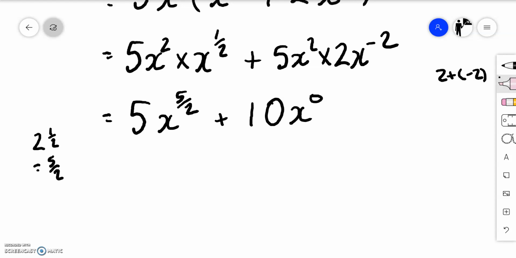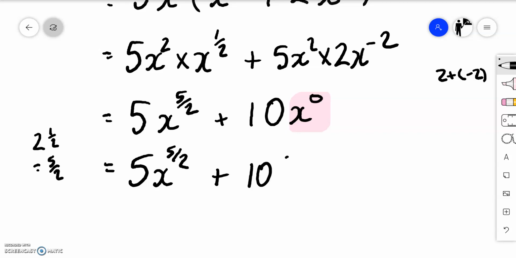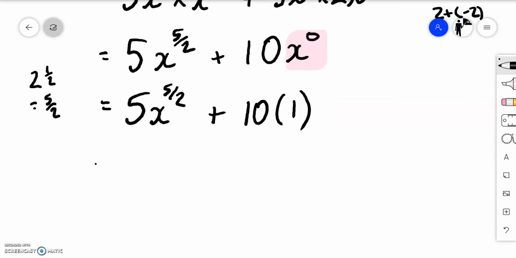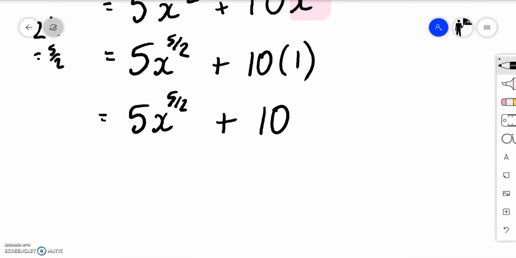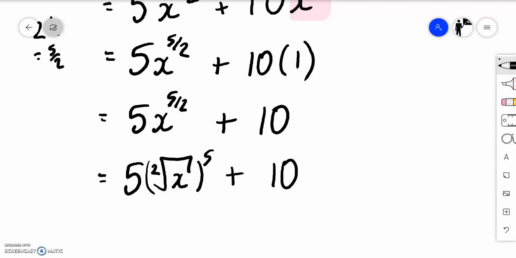Okay, so then this is now a wee fact that you should be able to recall. Anything to the power 0 is 1. So hopefully you can see that x is being raised to that power 0 there. So I can rewrite this as 5x to the power 5 over 2 plus 10 lots of 1. And that's going to be 5x to the 5 over 2 plus 10. And if you want, we could rewrite this and put the roots back in. So that would become 5 times the square root of x to the power 5 plus 10.